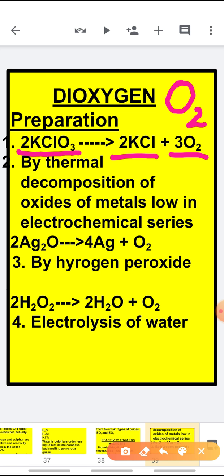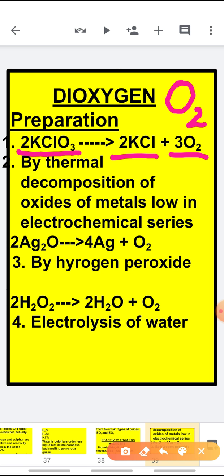Now the second method is by the thermal decomposition of oxides of metals which are present low in the electrochemical series. Now children, the first example I have taken is of silver oxide, Ag2O, which is thermally decomposed and it releases oxygen. Similarly, we can take the oxides of mercury or lead also. They will also result in the liberation of dioxygen gas.